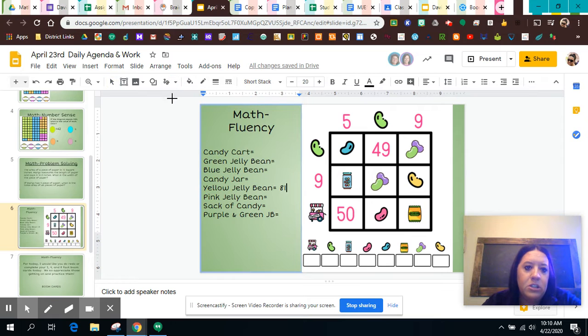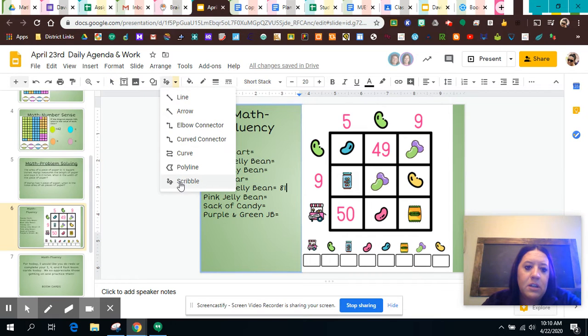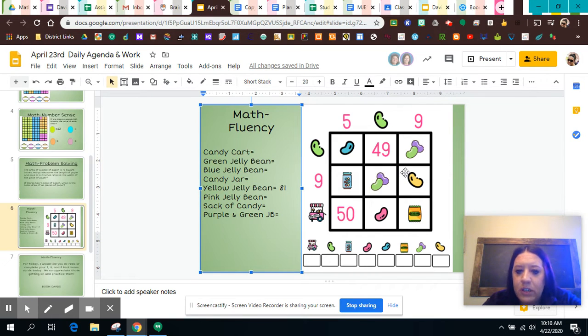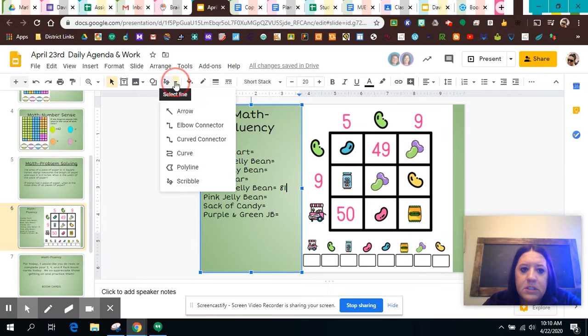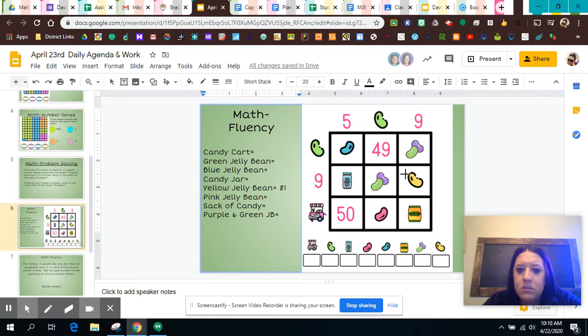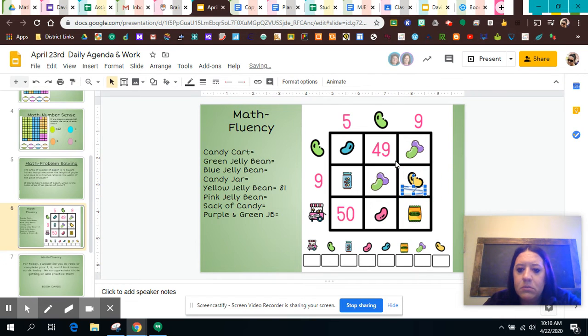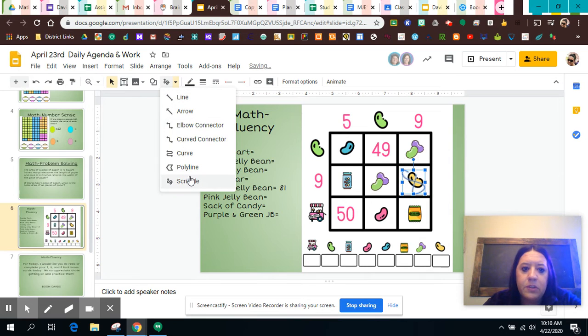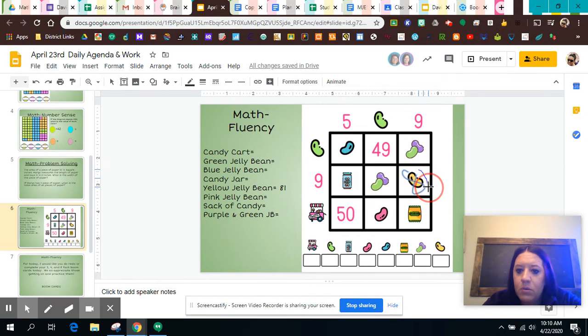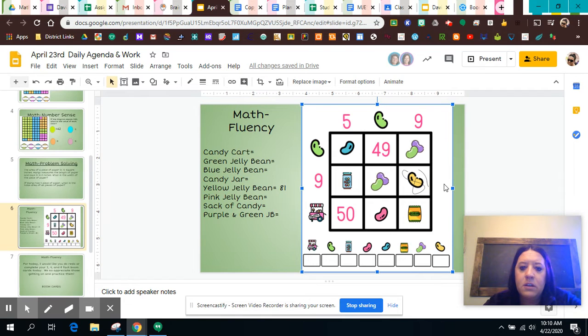And if I want to, I could use the scribble tool, and I could write 81. Oh, I could only write one number there. So 8, grab it again, 1. So now I know that's 81 in there.